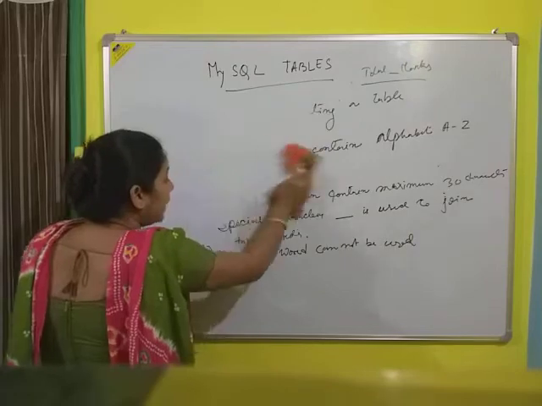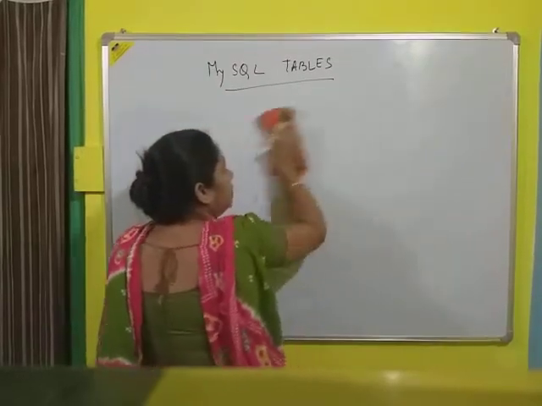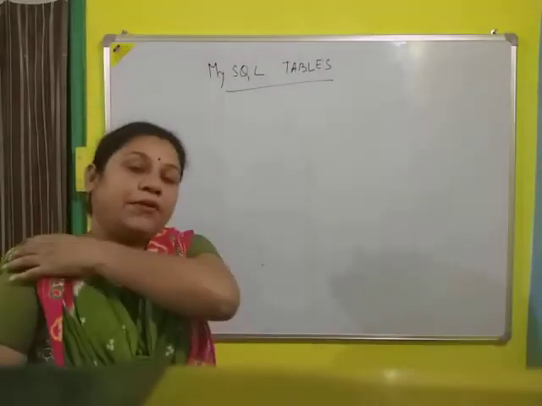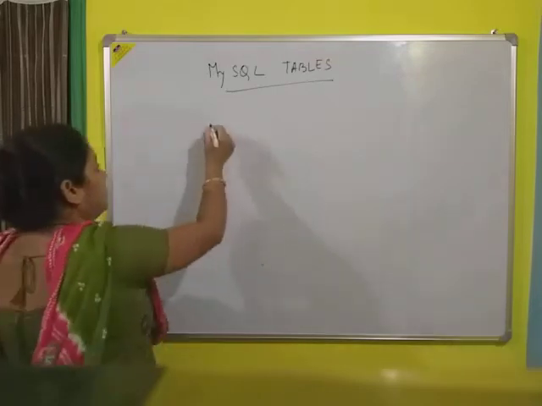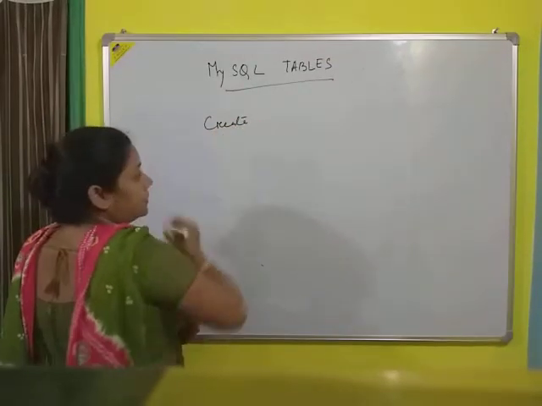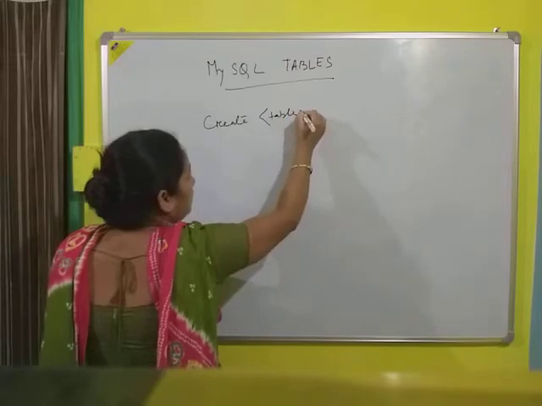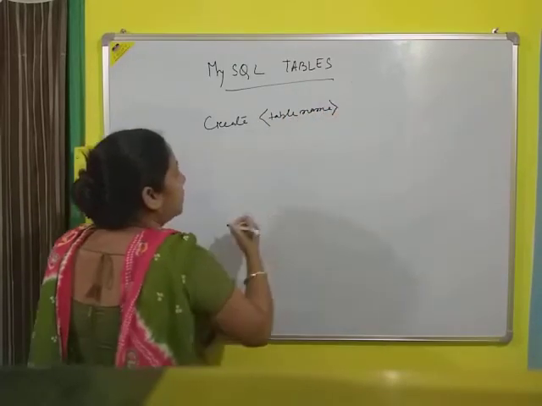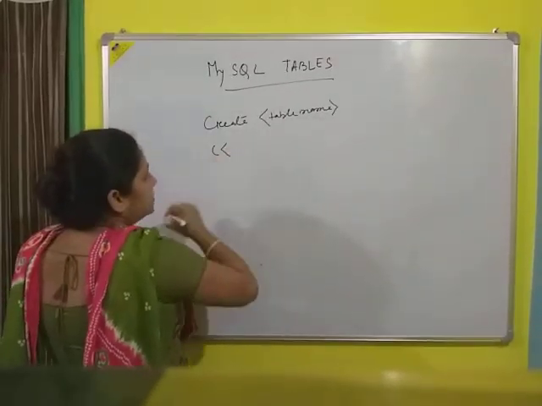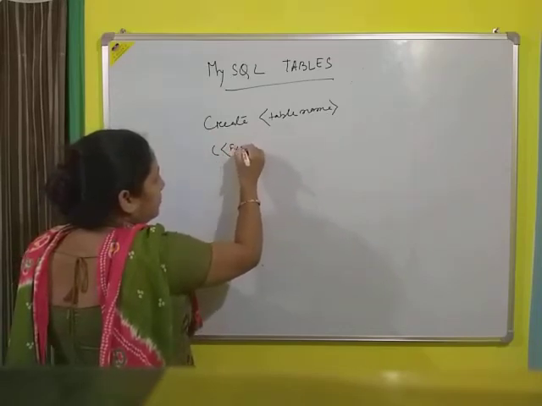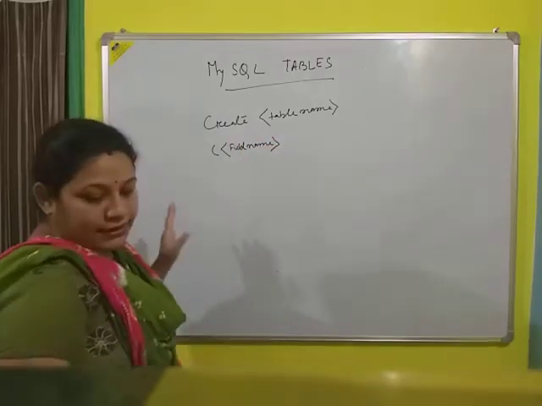Now, how to create the table? For creating the table, we are going to use a reserved word or a command, that is create. Create followed by table name. After that, give a round bracket. Here, after that, you use the field name.